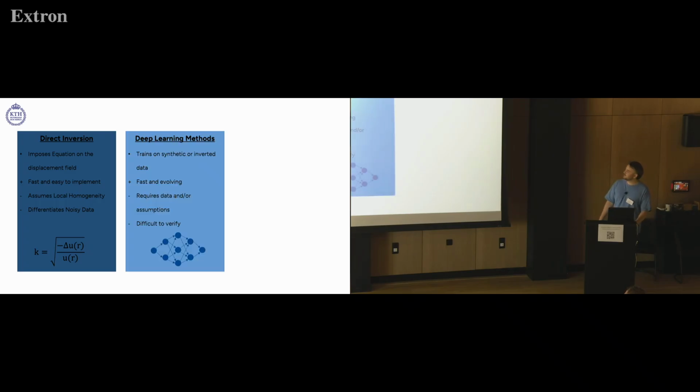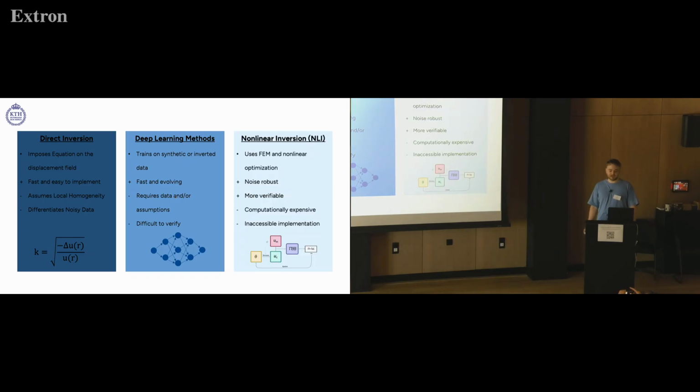Recently, as with every other field, deep learning methods have emerged. They train either on synthetic data or already inverted data. It's fast and evolving, but it requires a lot of data or assumptions. And it's also very difficult to verify.